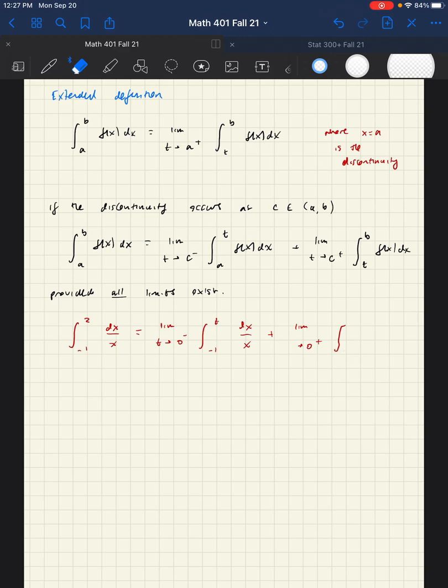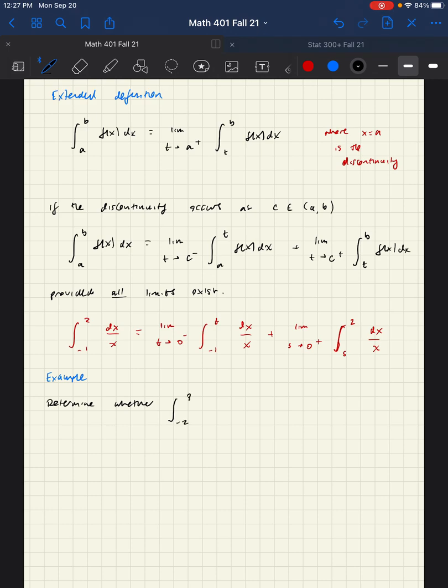plus the limit as t approaches 0 from the right of the integral from t, or I should use a different letter actually. It doesn't matter too much, but if you're splitting it up, you want to write different letters. And evaluate each limit separately. Both of them have to be finite, though, in order for this improper integral to converge. All right, let's do an example.